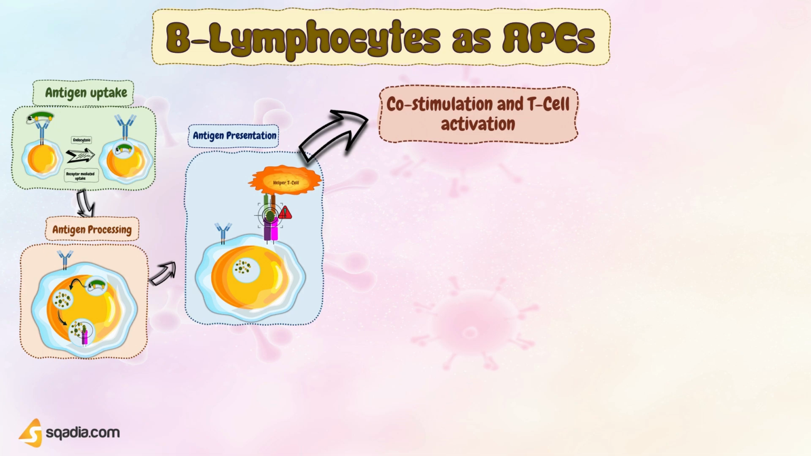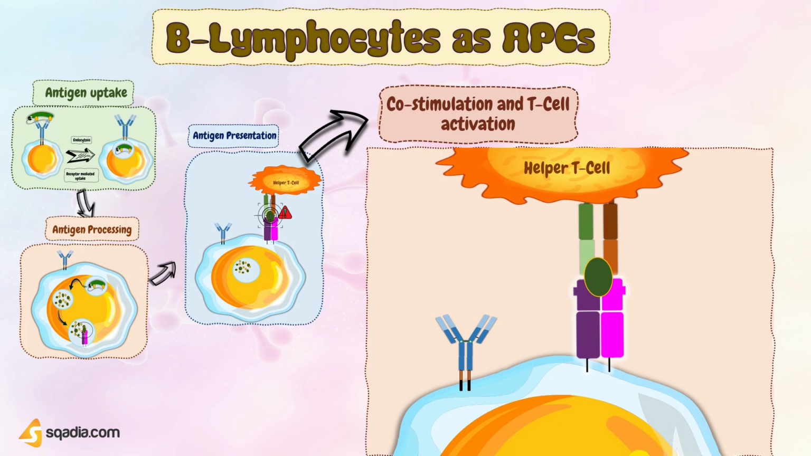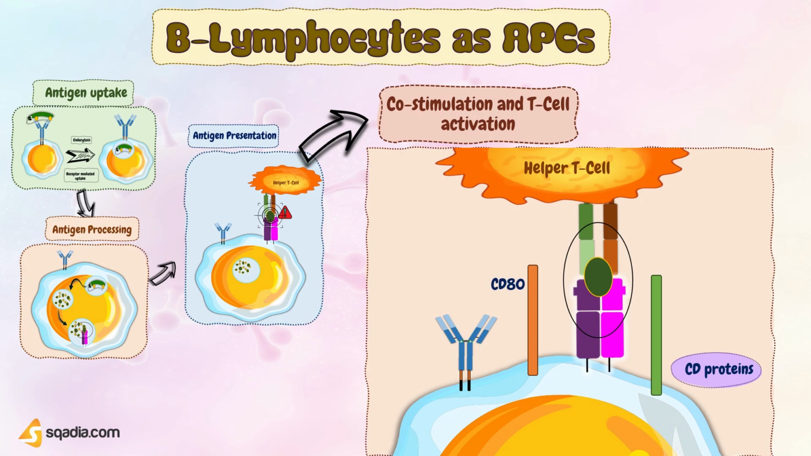Then comes the next step, which is co-stimulation and T cell activation. We know that, for effective T cell activation, a single primary signal generated by TCR and antigen MHC complex is not enough. So, a second signal called co-stimulation is required. And in this co-stimulation, surface receptors of B cells other than BCRs play a vital role. These are usually CD proteins that help in co-stimulation by interaction with their ligands on other immune cells.